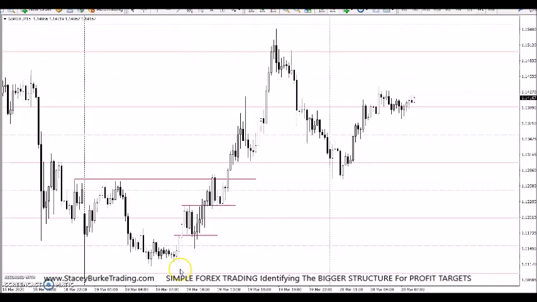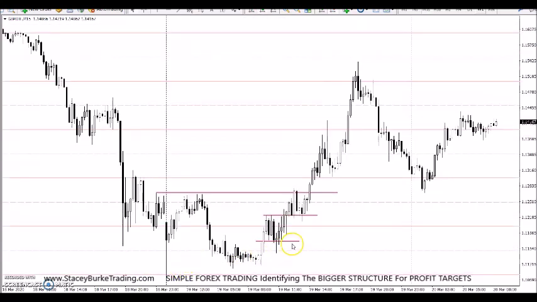The pound Swiss was a great example yesterday of combining price action with bigger structure. The market gave us pins. We're at the low probably of the year. The market came down in one push, two pushes, three pushes, and went sideways, and at the Europe changeover gave us a pin hammer.